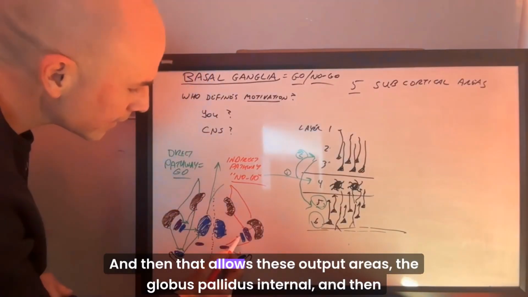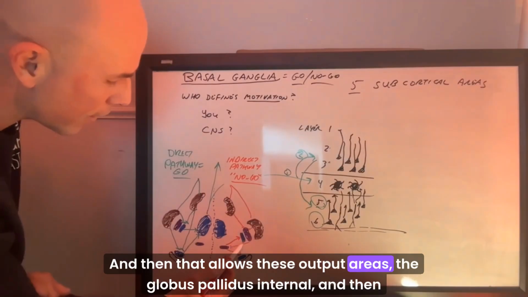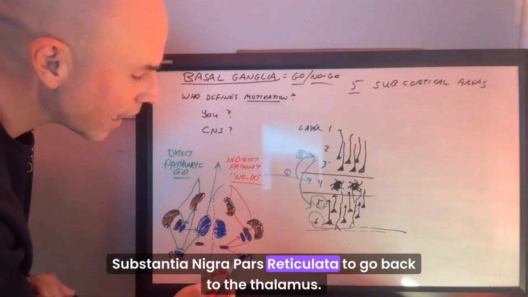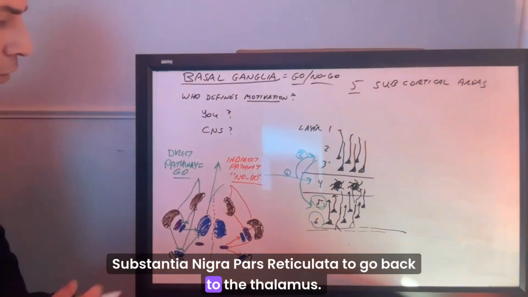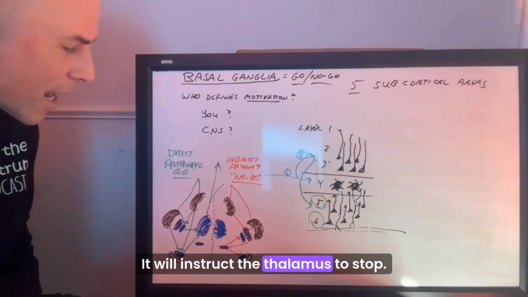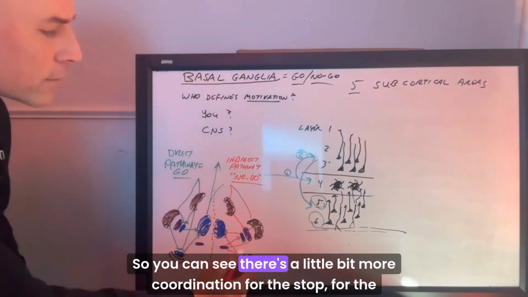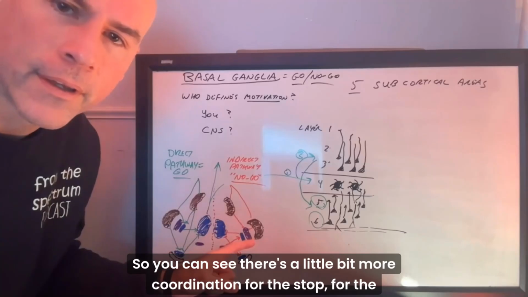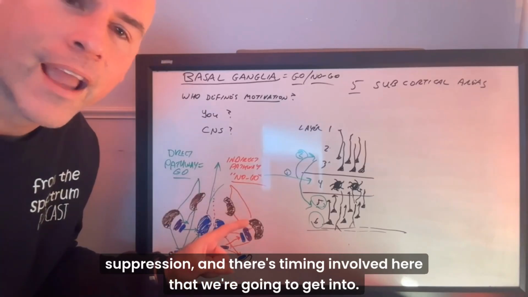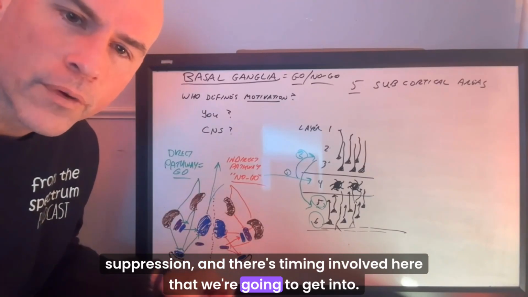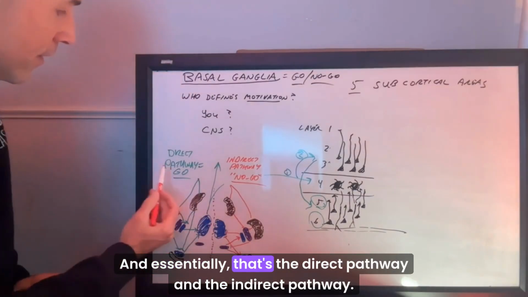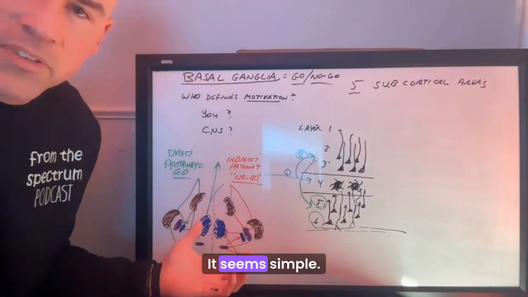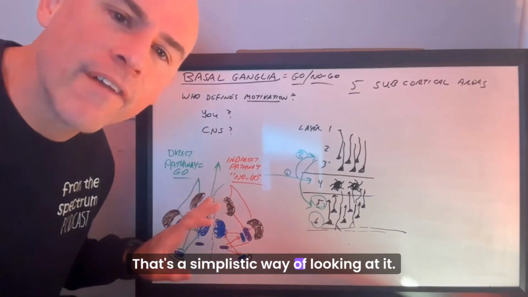And then that allows these output areas, the globus pallidus internal and the substantia nigra pars reticulata, to go back to the thalamus. It will instruct the thalamus to stop. So you can see there's a little bit more coordination for the stop, for the suppression, and there's timing involved here that we're going to get into. And essentially, that's the direct pathway and the indirect pathway. It seems simple. That's a simplistic way of looking at it.